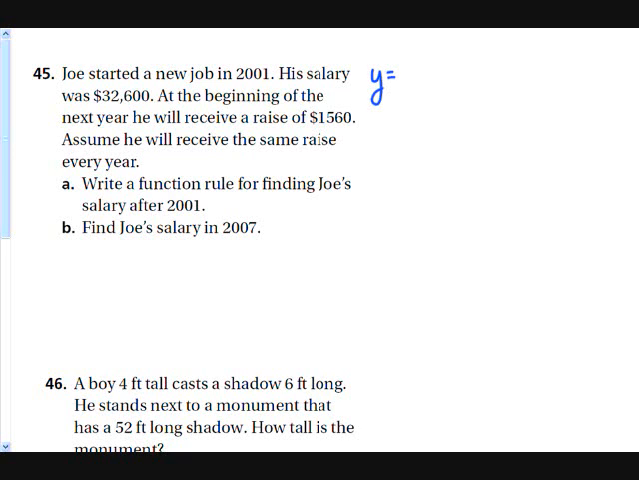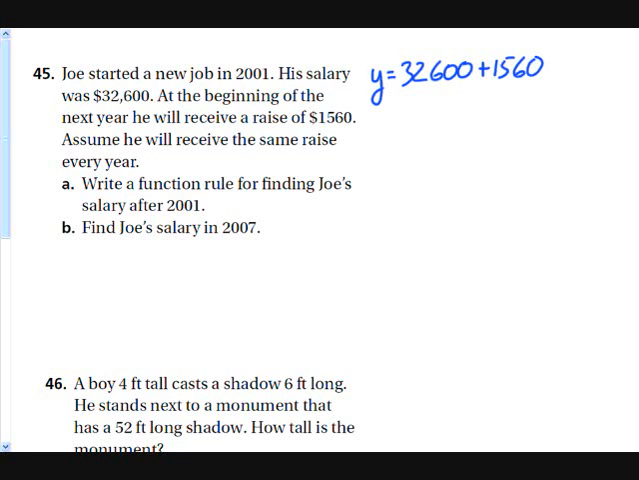So y equals his initial salary, which was $32,600. And what happens is every year we're going to add to that total. We're going to add another $1,560, and we're going to do that every year. So after 1 year, we would add $1,560 to that.